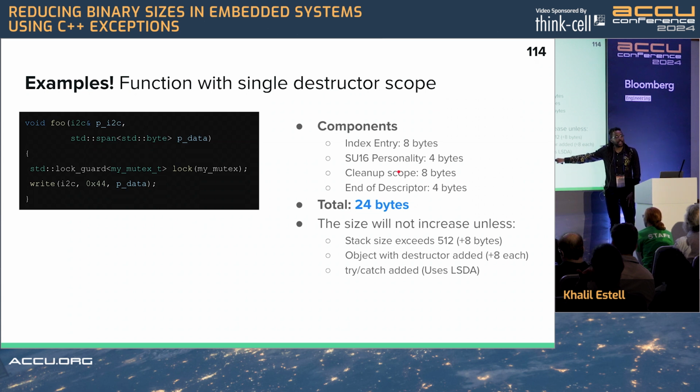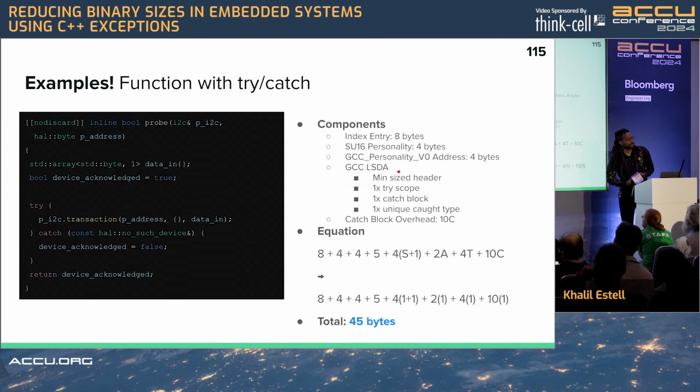If you ever add a try-catch, you'll start using the language-specific data area for GCC. If you have a try-catch, it gets a little more complicated. We're not going to spend too much time going over the math, but basically you can add all these bits up and eventually get 45.